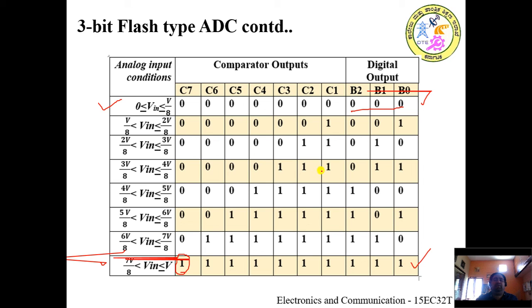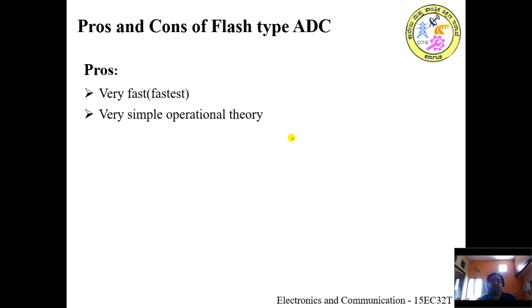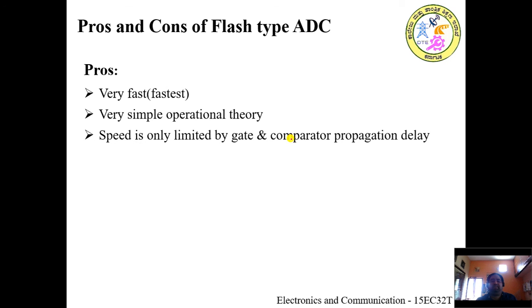Here we cannot have an n-bit flash type of ADC for arbitrary n. The number n is restricted to 8 here. What are the pros and cons, or the advantages and drawbacks, of flash type of ADC? Very first advantage is it is very fast, as you know, and it is very simple to operate. The speed is limited only by gate and comparator propagation delay here, and it provides the highest accuracy.